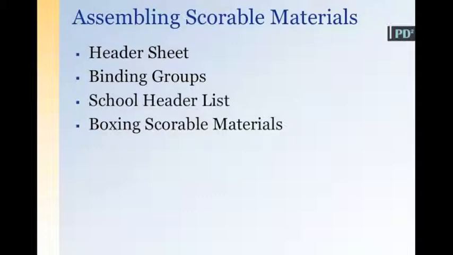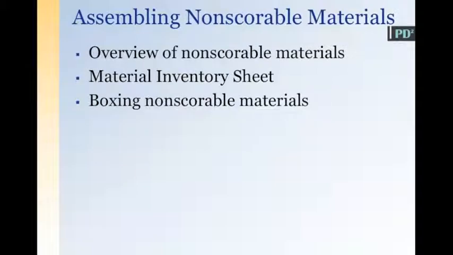When boxing scorable test materials, place bundled groups in the return shipping box in reverse order that they are listed on the school header list, so that the groups will be removed from the box at the district office in the same order as listed on the school header list. The school header list should be placed at the top of the first box.